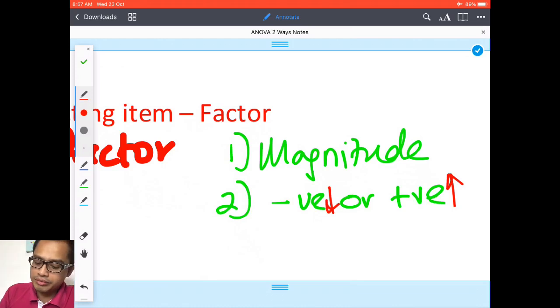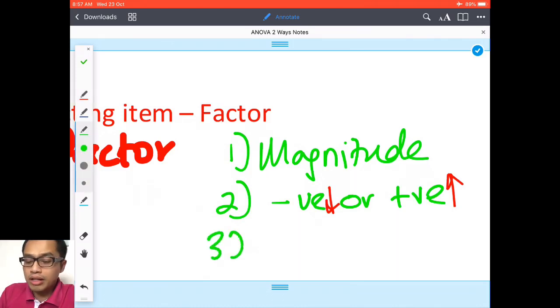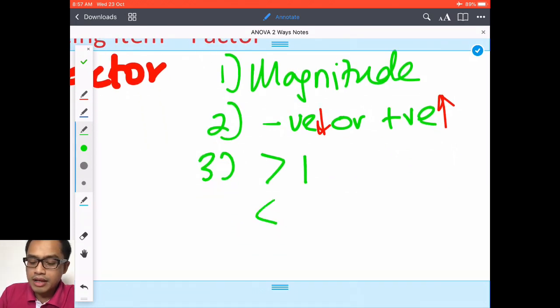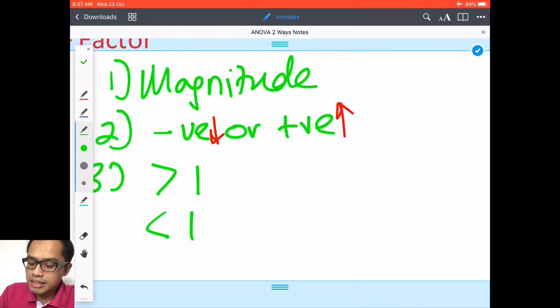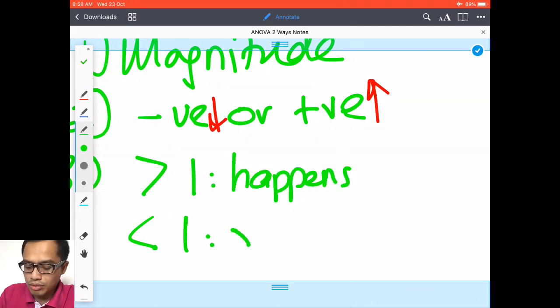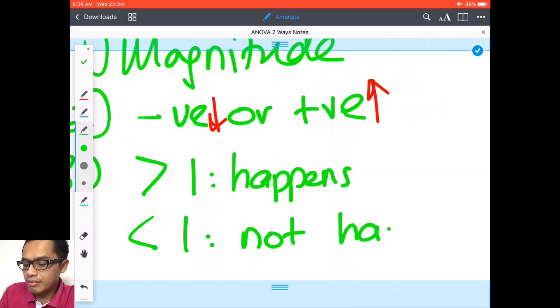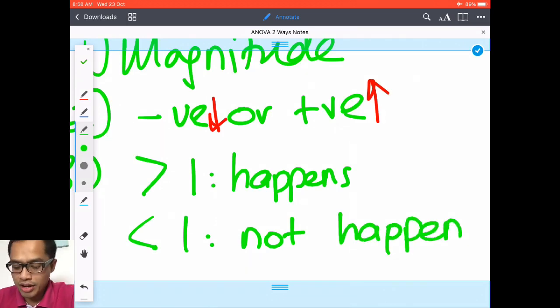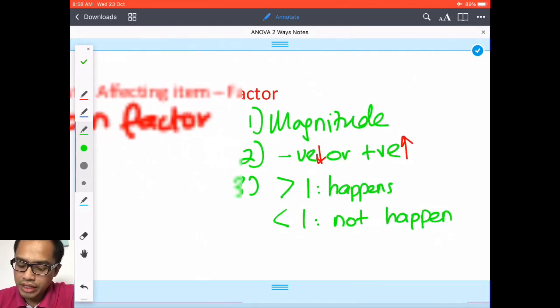Number 3. If your calculation is more than 1 or less than 1. More than 1 means it happens. Less than 1 means it doesn't. Oh, let's not use this millennial word. Not happen in this experiment. Right? Take a look again.